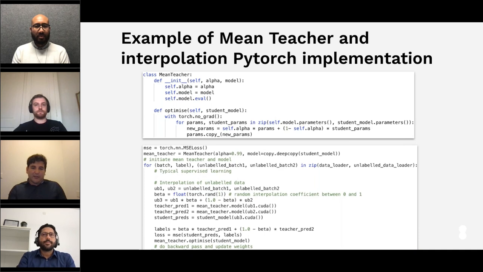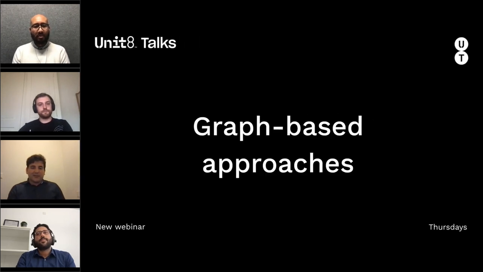And then we interpolate the outputs of the mean teacher. And then this is our target in the loss, basically. And it's usually quite simple, let's say, to add it to your typical framework. And yeah, I'll pass the mic to Tomas.